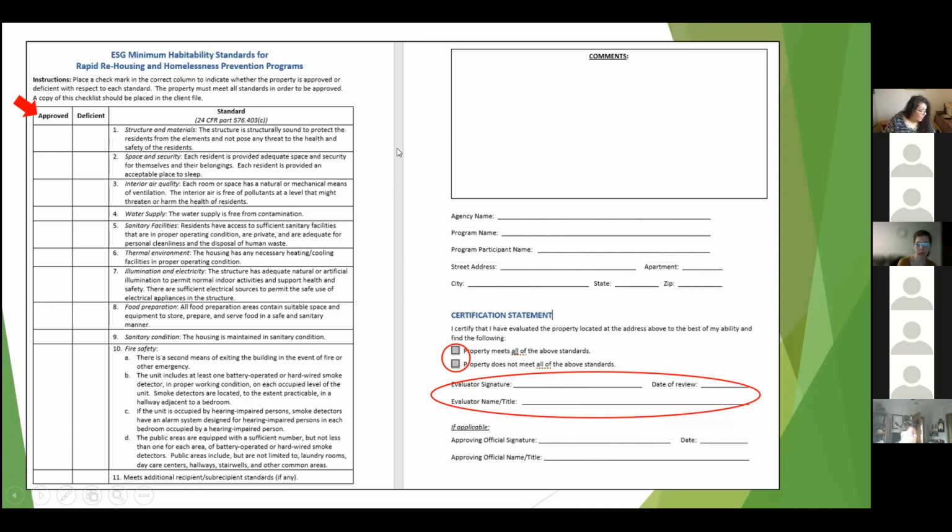I kind of go back and forth on that one, but I will just say statute says if you're using ESG funds, you use this form. If you're using HPP, HQS would be fine. If you're doing ESG-CV, HQS would be fine because that was a specific waiver. But if you're using ESG, you should be using this habitability form.